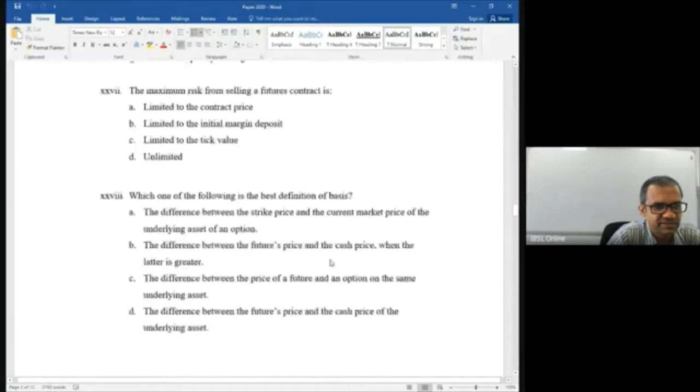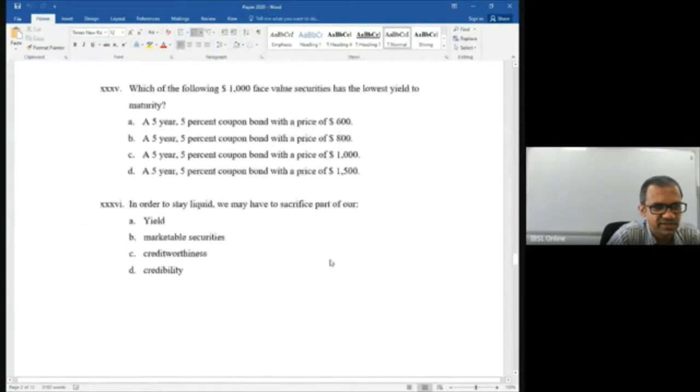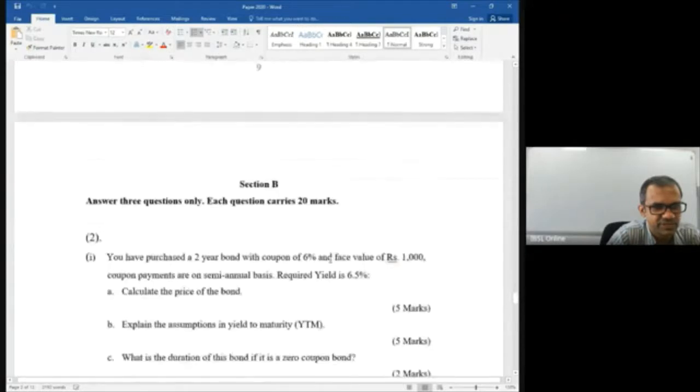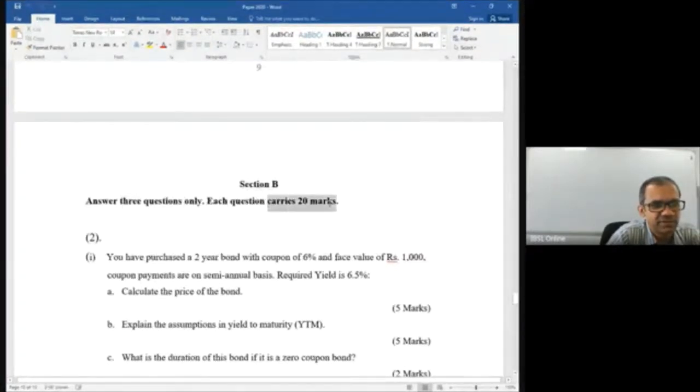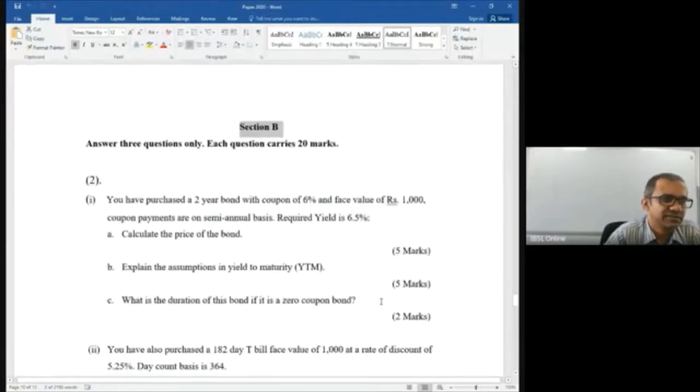After that, we move to section B. There are 5 questions. You have to answer 3 questions. Each question carries 20 marks. That means for section B, you get 60 marks in total. So this, I'm reluctant to say this is an essay type, maybe a structured type.